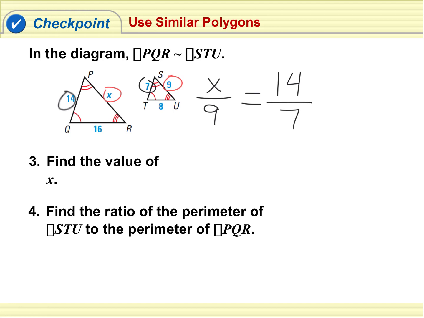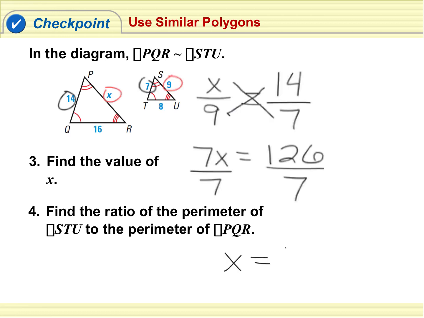Now we have to solve it. Cross multiplying. So we take x times 7, that's 7x, and then we take 9 times 14, that is 126. 7x equals 126. Last step, we divide by 7, so we get x equals 18. That is number 3, the value of x. Questions? For the next one, make your own ratios and just put an equal sign in between. That is your homework.